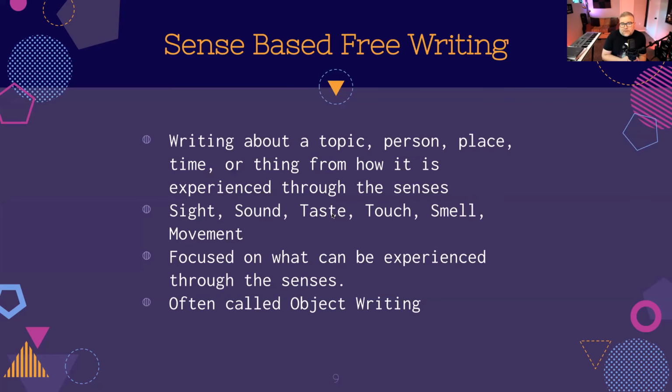So sense-based free writing is where you take a topic, which is usually a person, place, time, or thing, and then write from the senses, as we said: sight, sound, taste, touch, smell, movement. And like I said, Pat Pattison calls this object writing. So let's hear from Pat on his thoughts on this.